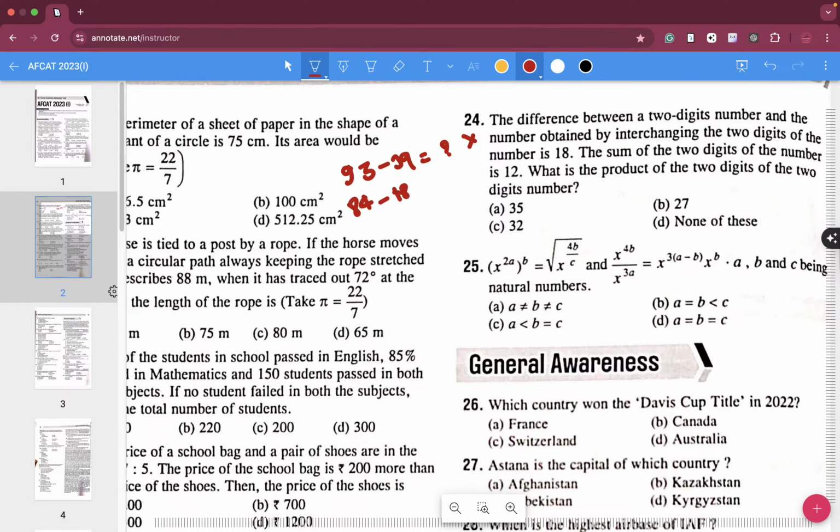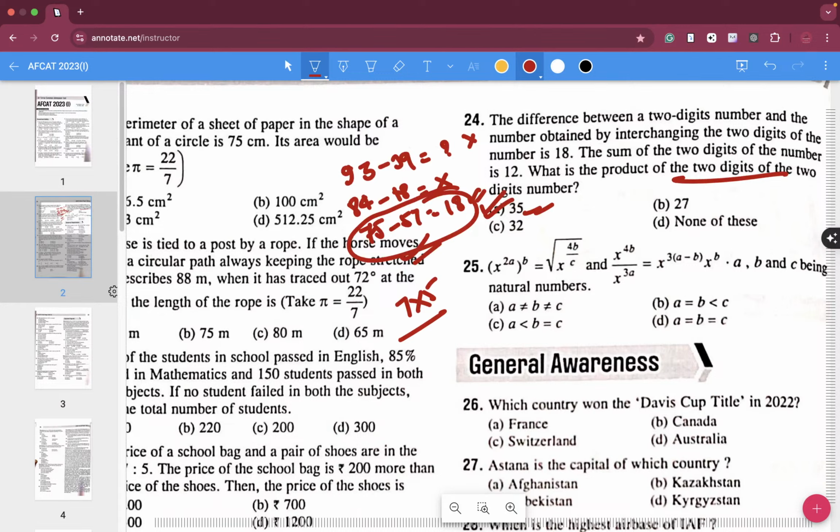84 minus 48, is it 18? No. 75 minus 57, is this number 18? Yes, absolutely, this number is 18. So they are asking what is the product of these two digits? 7 into 5, 35. A over here is the answer to this particular question. Extremely easy, very easy.